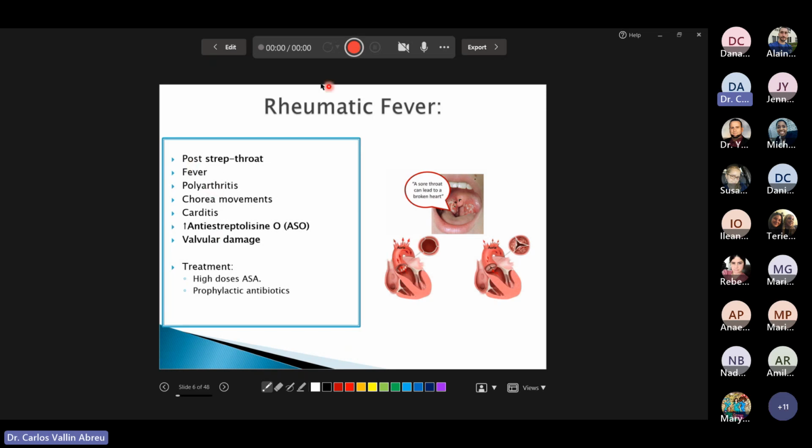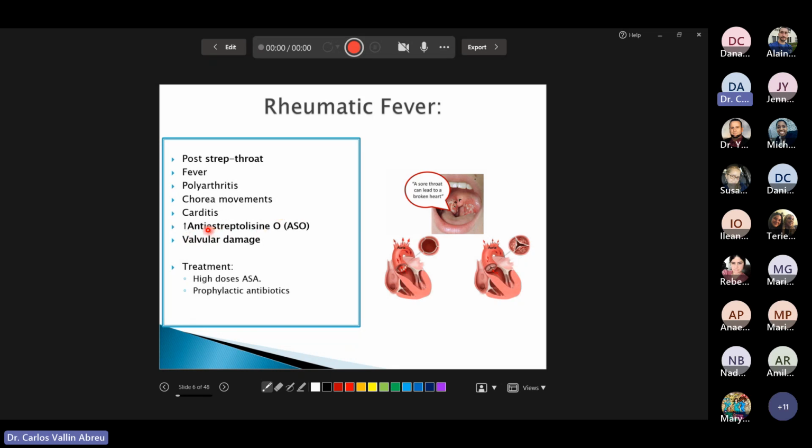Because this condition, rheumatic fever, can occur weeks after the tonsils were infected, doctors want to do a blood test that becomes elevated if we have a recent streptococcal infection. This test is called anti-streptolysin O, abbreviated ASO. It's like anti-streptococcus O.